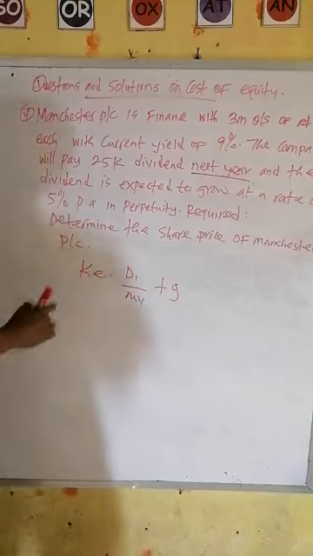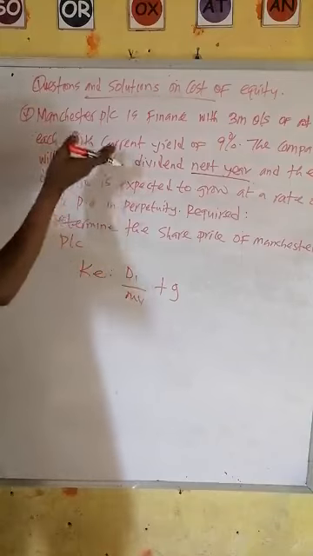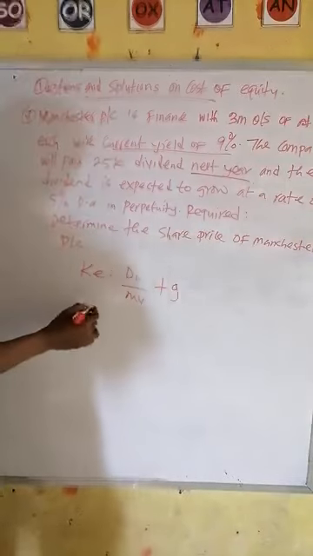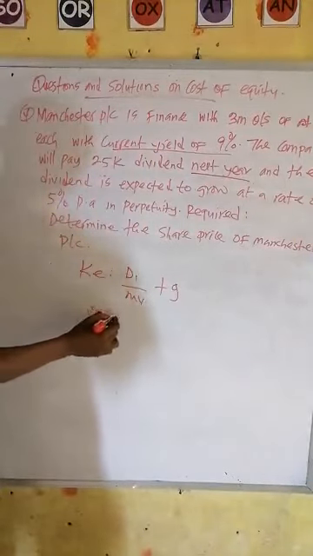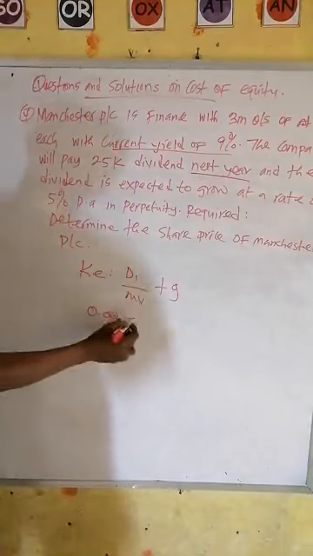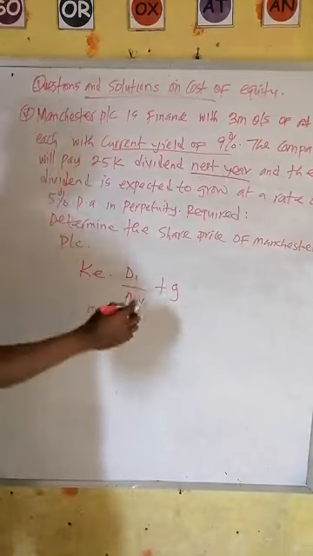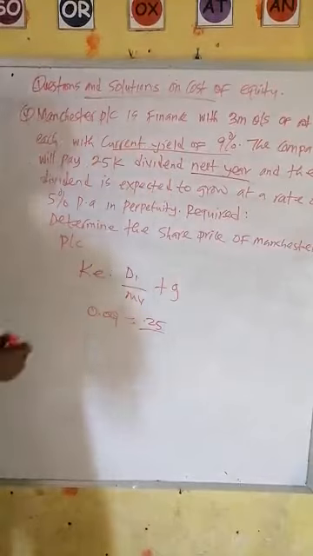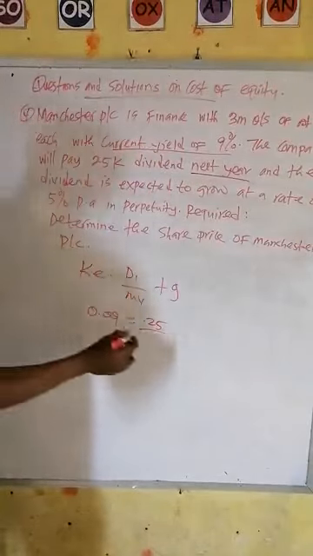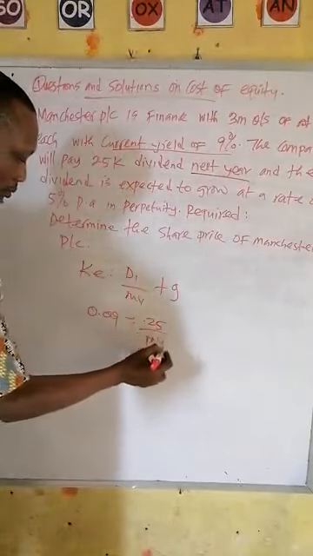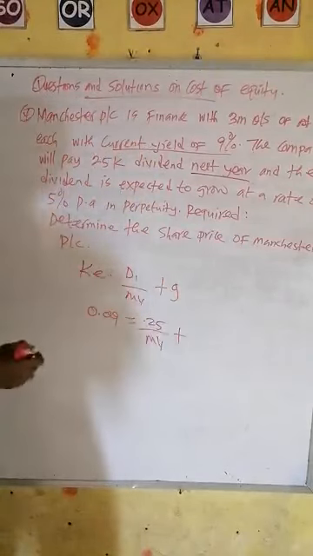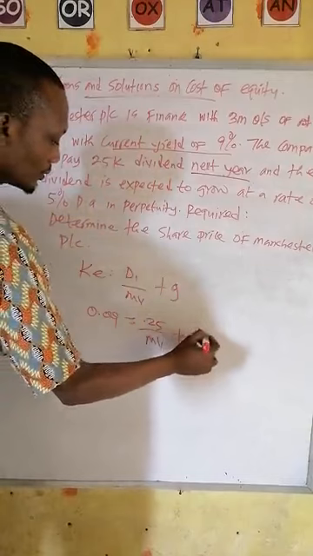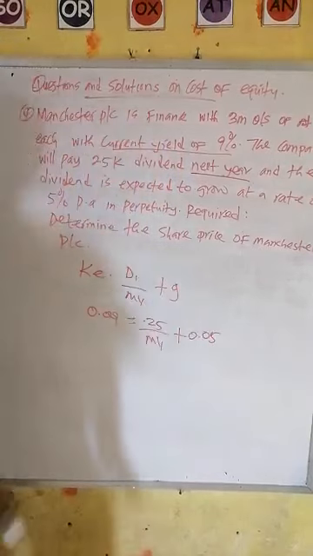Okay, now what is our Ke? Our Ke is the current yield. Current yield is our Ke. So that is 0.09, equal to the dividend of 25 kobo. That is 0.25 over market value, which we don't know, plus what is our growth rate? The growth rate given to us is 0.05. That is 5%.